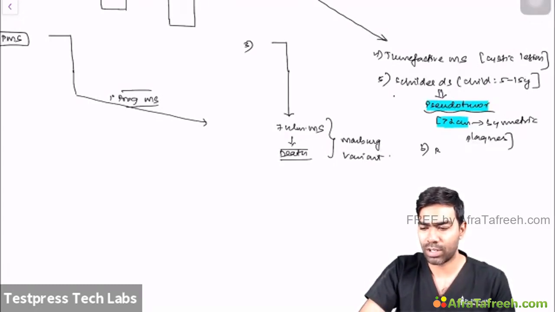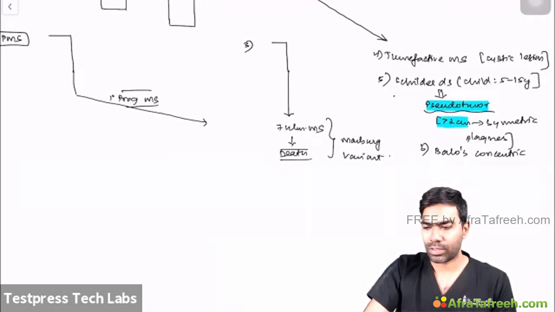And the sixth variant is called Ballous concentric sclerosis. Ballous concentric sclerosis. Okay.